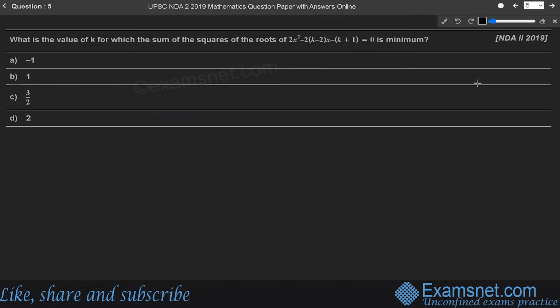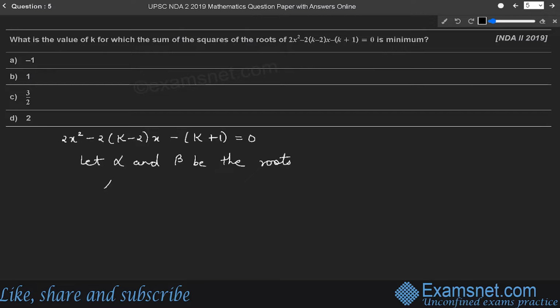Next question is, what is the value of k for which the sum of the squares of the roots of 2x square minus 2(k minus 2)x minus (k plus 1) is equal to 0 is minimum. So here we don't know the roots. So let alpha and beta be the roots. Then we know that sum of the roots, alpha plus beta, will be equal to k minus 2, and product of roots, alpha into beta, will be equal to minus (k plus 1) divided by 2.